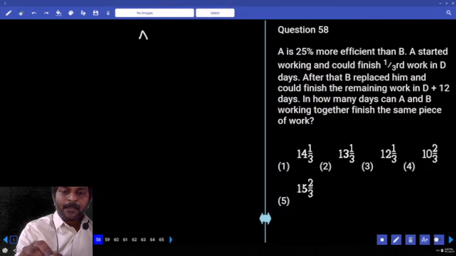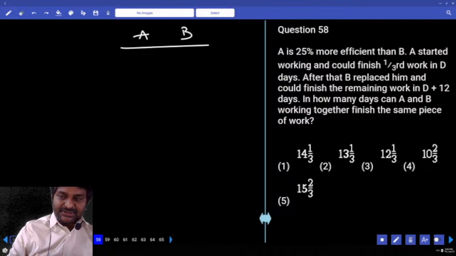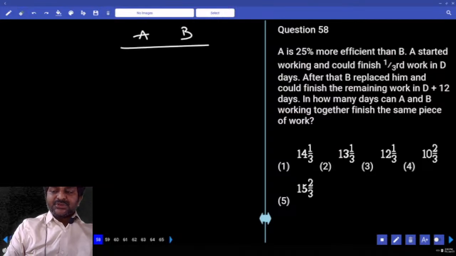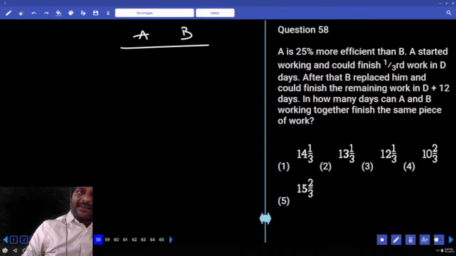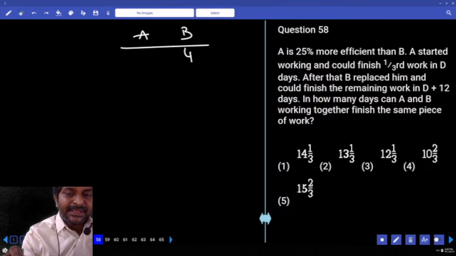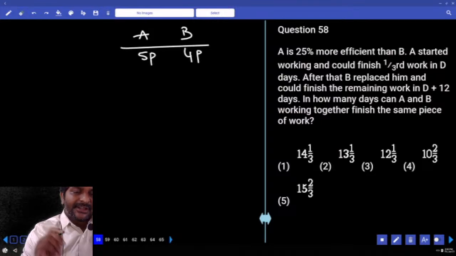Okay. A and B efficiency is mentioned. A is 25% more efficient than B. 25% as a fraction, the denominator is 4, right? A depends on B. So I'll start with B doing 4 parts. A will be doing 5 parts.